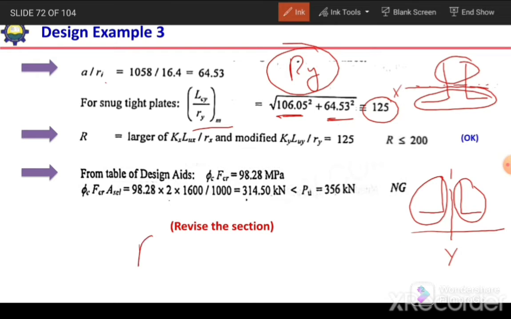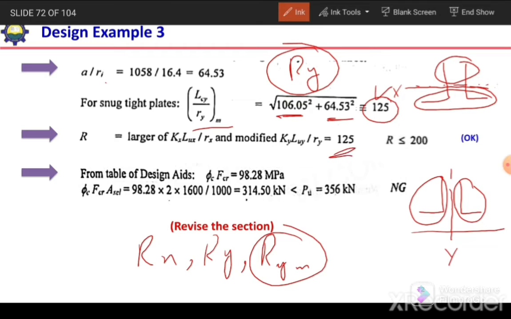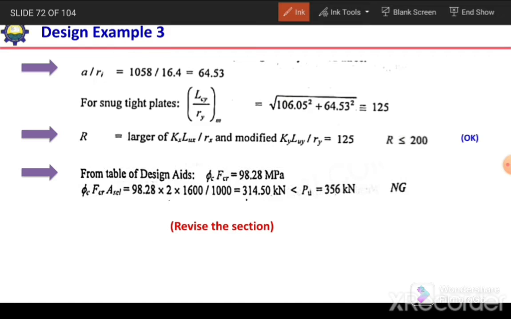So now we have rx, ry and ry modified. We need to select the largest value out of these three, and the ry modified is the largest out of these three, which is 125. The largest of kx lx over rx and modified ky ly over ry is 125, and it should be less than 200. So 125 is less than 200, so it means the global instability check is satisfied.